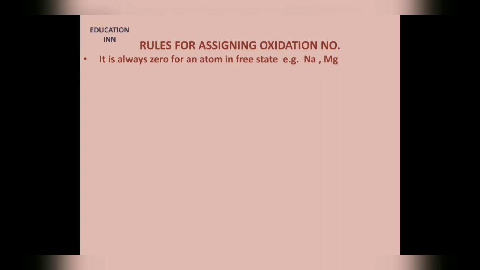It is always 0 for an atom in free state. Free state means that the atom has not lost or gained electrons, so it will have 0 oxidation number. Sodium 0, magnesium 0, etc. It is +1, +2, +3 for elements of group 1, 2 and 3 respectively.